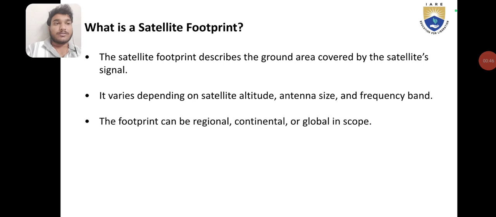What is a satellite footprint? The satellite footprint describes the ground area covered by the satellite signal. It varies depending on satellite altitude, antenna size, and frequency band. The footprint can be regional, continental, or global in scope.